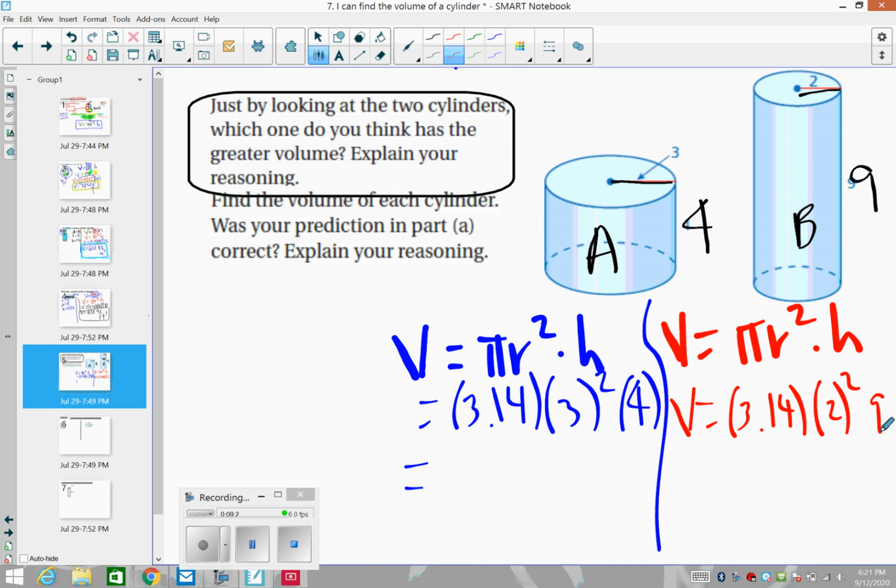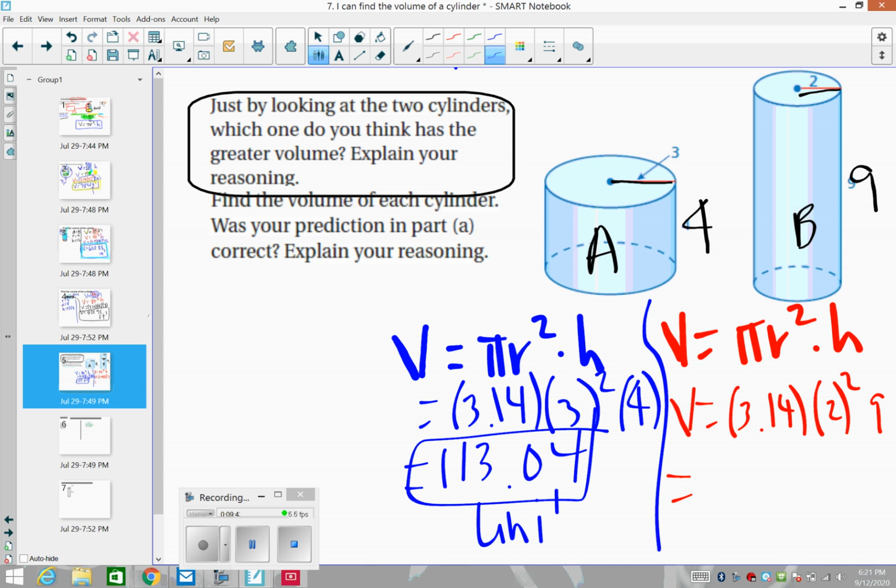Multiply. Calculate the volume of each of those, the volume for cylinder A and the volume for cylinder B. If you need to pause the video, do it. Looks like I don't have any units, so we're just going to go ahead and say units cubed, whatever it happens to be, feet, centimeters, whatever. And then cylinder B.